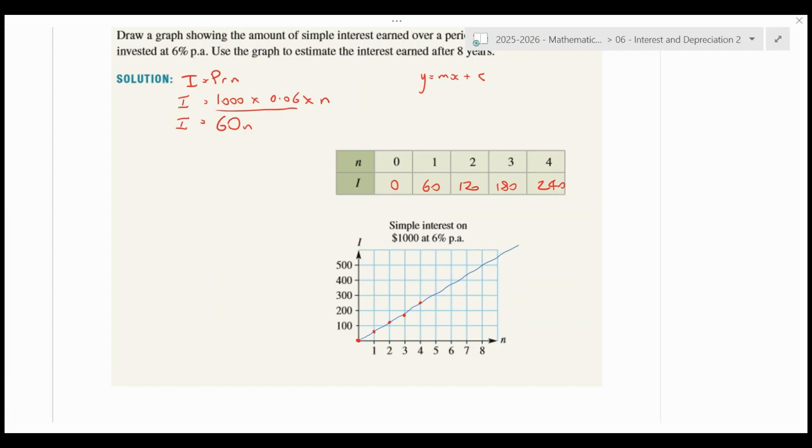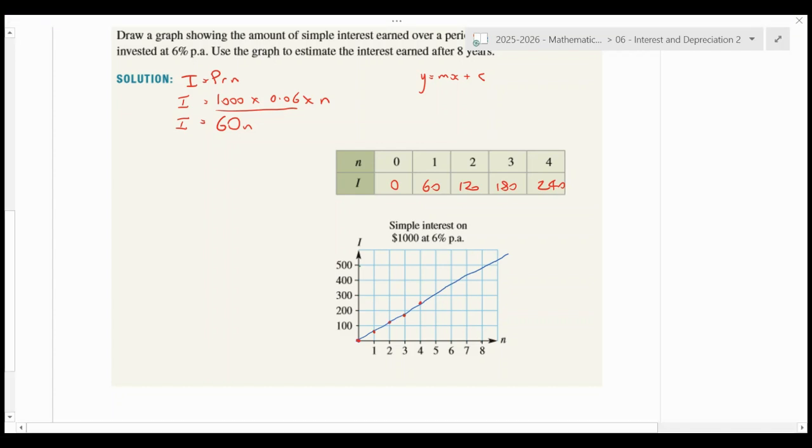From that, we now need to use the graph to estimate the interest earned after 8 years. So we go across to 8, go all the way up, boom, and it gives us about that. Now, like I said, my graph is not accurate. I'll redraw my graph just to try and get it a little bit more accurate. I should be using a ruler for this. That's a bit better.